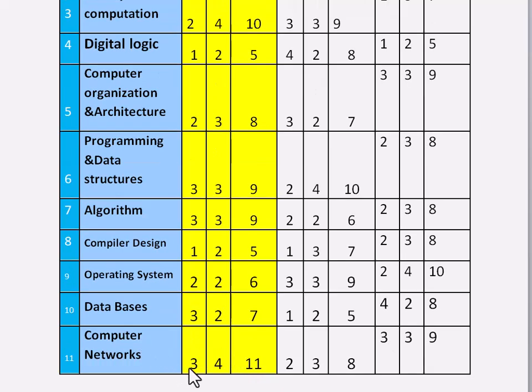Next, computer networks. In 2022, 1 mark questions were 3 and 2 mark questions are 4 and total marks are 11. And in 2023, 1 mark questions are 2, 2 mark questions are 3 and total marks were 8. In 2024, 1 mark questions are 3 and 2 mark questions are 3 and total marks were 9.